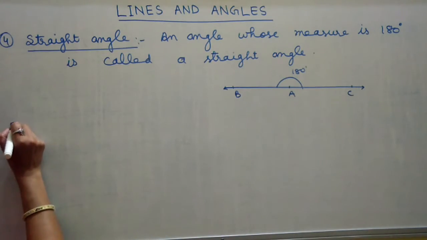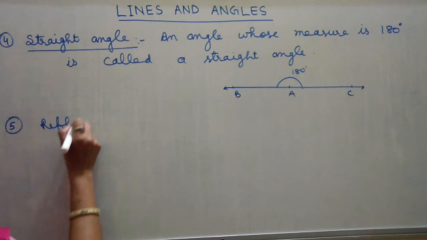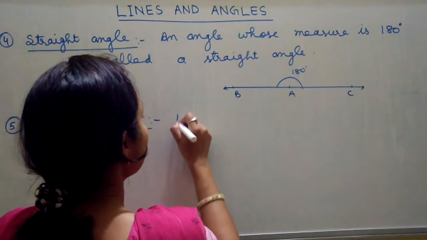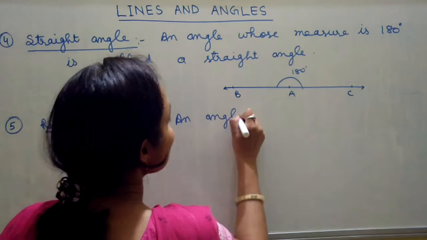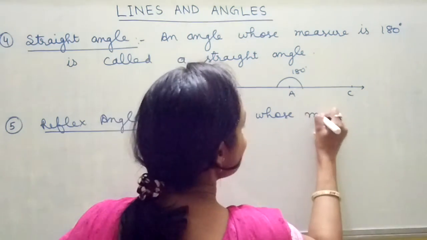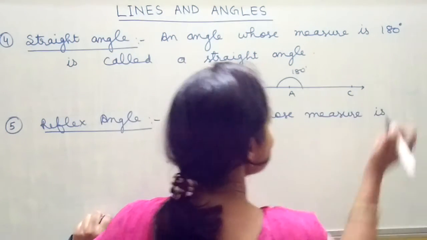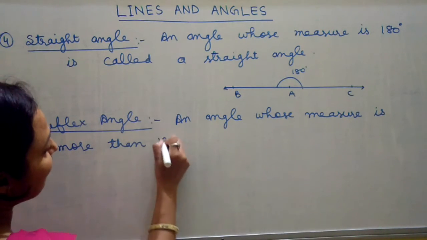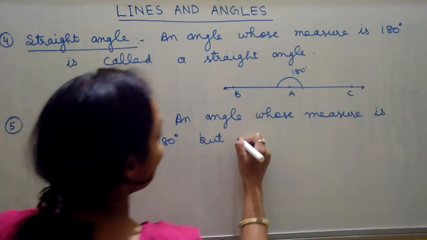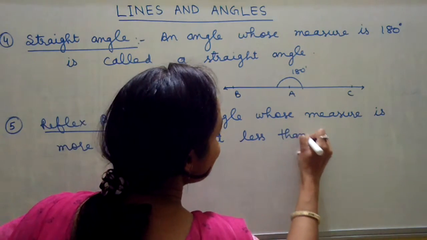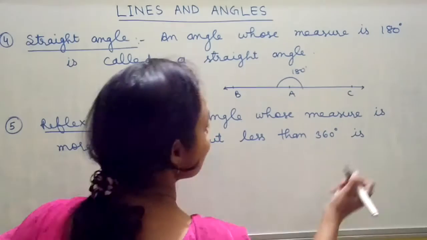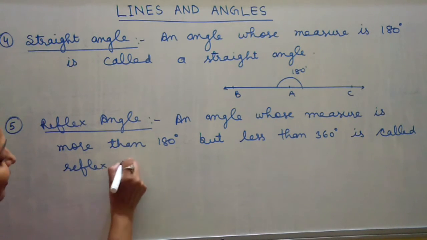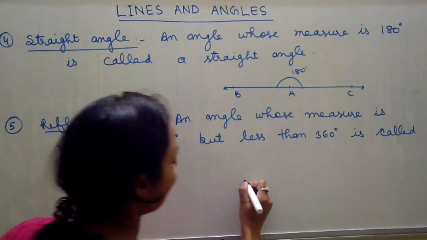Now come to the reflex angle. What is a reflex angle? A reflex angle is an angle whose measure is more than 180 degrees but less than 360 degrees. Okay, reflex angle. For example, I have this type of angle.